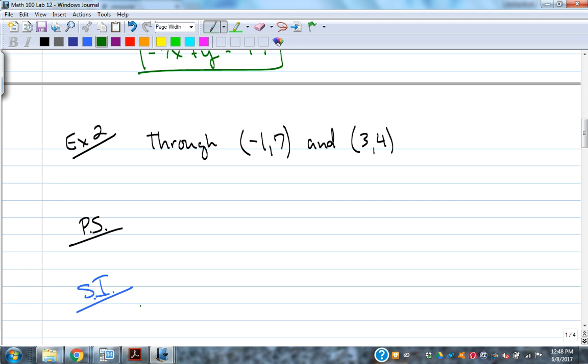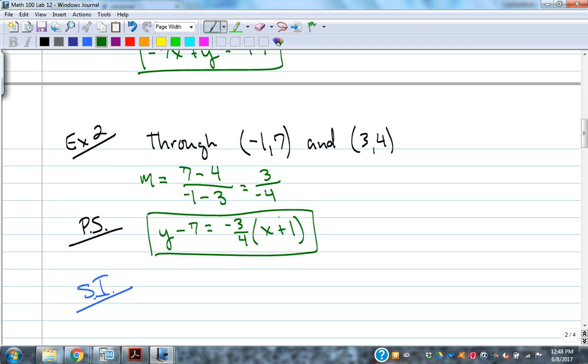Example 2, we're given 2 points and not given the slope. So the first thing that we would need to do is find the slope between these 2 points. 7 minus 4 over negative 1 minus 3 should be 3 over negative 4. So negative 3/4 slope. For point slope form, we're going to pick an ordered pair to use, and I think I'm going to use the first ordered pair. It would be y minus 7 equals negative 3/4 times x plus 1. That would be our point slope form. Remember, 2 negatives on the x value: minus negative 1 turns into the plus 1.